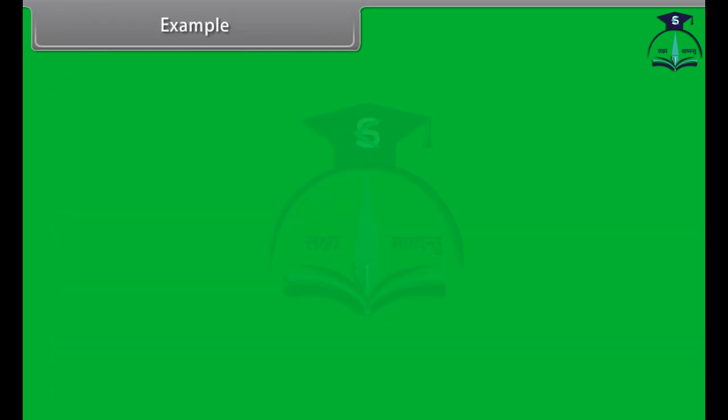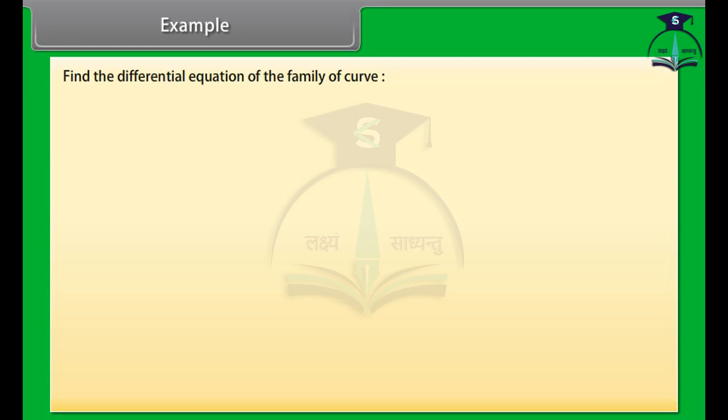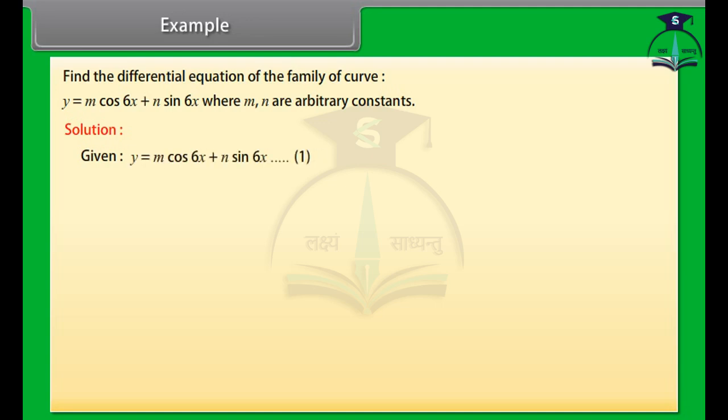Example. Find the differential equation of the family of curves y = m cos 6x + n sin 6x, where m, n are arbitrary constants. Solution. Given y = m cos 6x + n sin 6x, name it as equation 1.